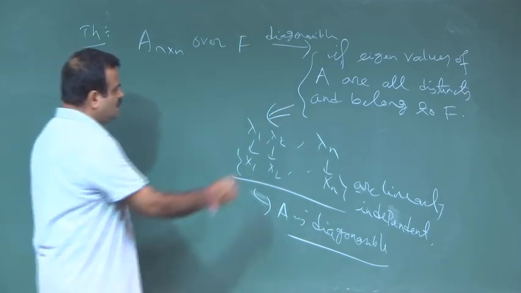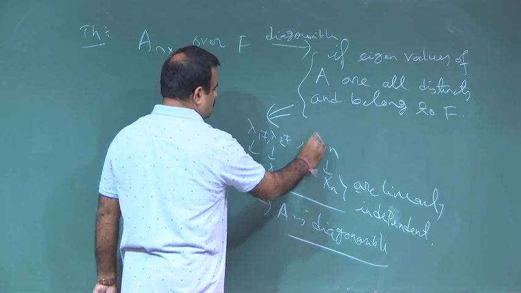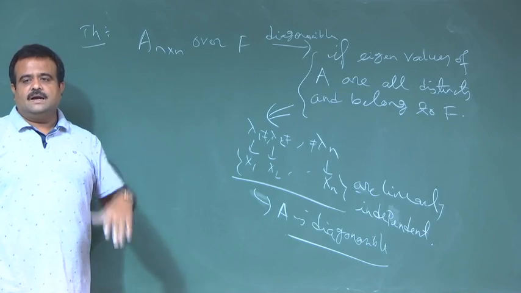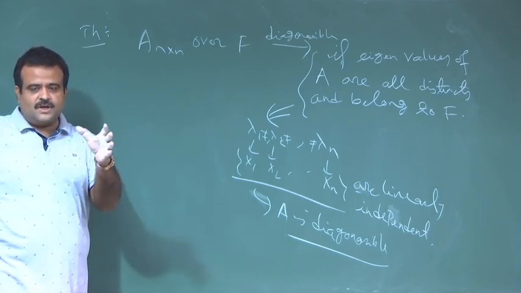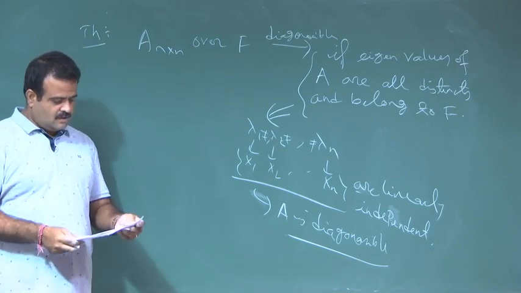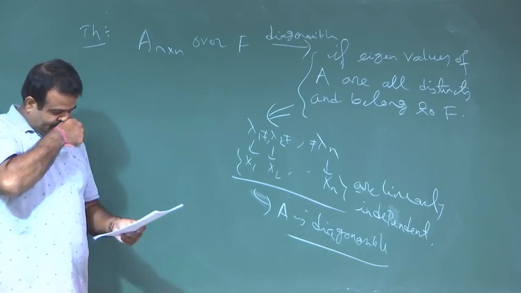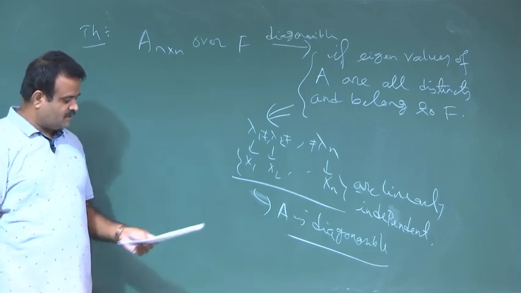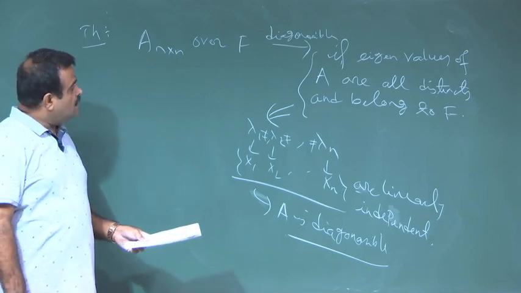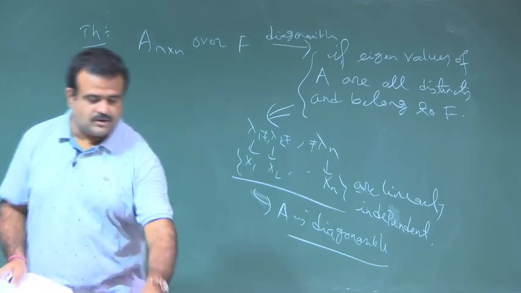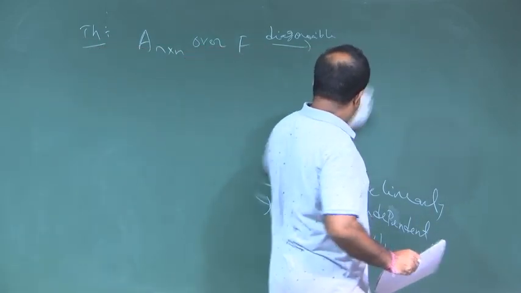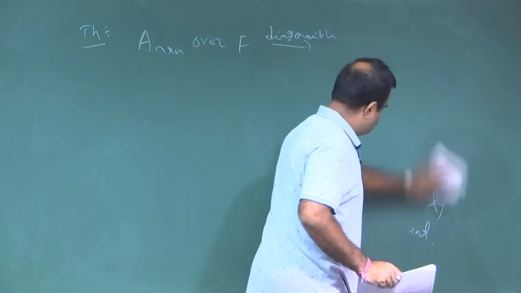Okay. Now, if they are distinct, then we have this result we have seen earlier. If we have distinct eigenvalues and the corresponding eigenvectors are linearly independent, then they are diagonalizable. So, this is another sufficient condition, and there is another condition which is also a necessary and sufficient condition for the diagonalizability of the matrix A. This is also if and only if.